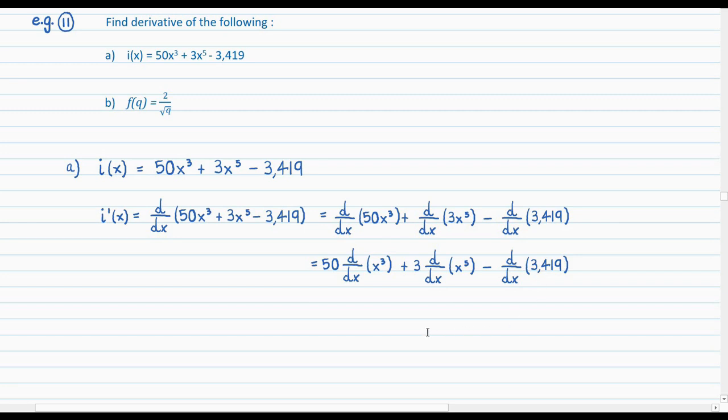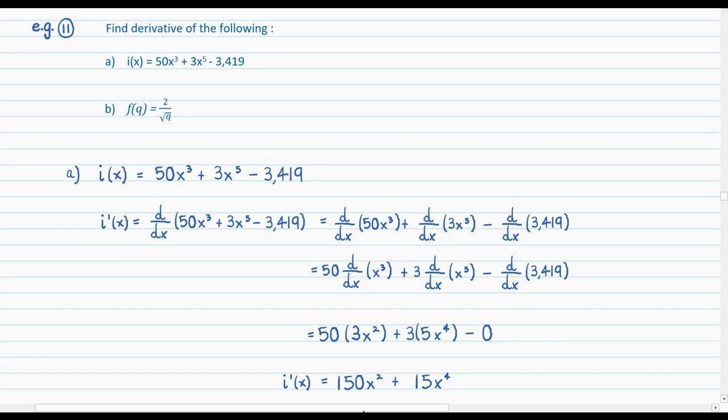We know that the derivative of x cubed would just be 3x squared. The derivative of x to the power of 5 would just be 5x to the power of 4. And the derivative of 3,419, which is just a constant, would be 0. Finally giving I prime x as 150x squared plus 15x to the power of 4.